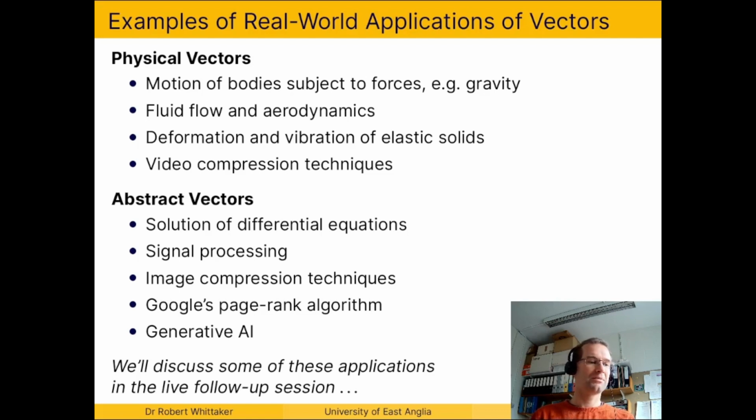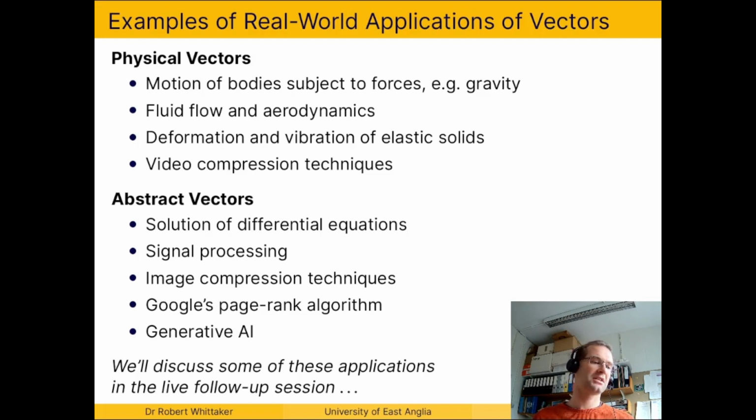Okay, so just to finish up, I'll give you some ideas of some of the real-world applications of vectors, and we'll discuss some of these in more detail in the live follow-up session. So for physical vectors, we can use them to help model the movement of bodies that are subject to forces. This might be projectiles, like chucking a cricket ball, or it might be the orbits of planets. Both of these have bodies that are affected by forces, gravity in this case, in different ways.